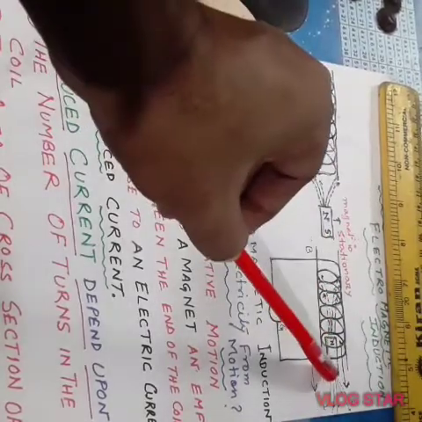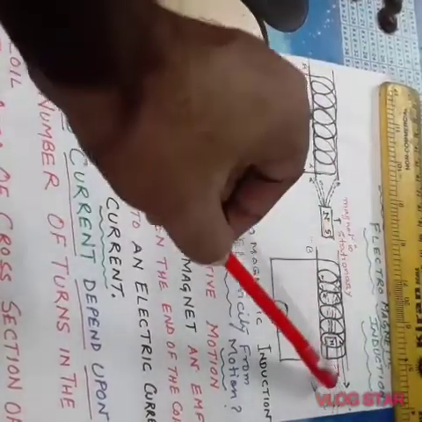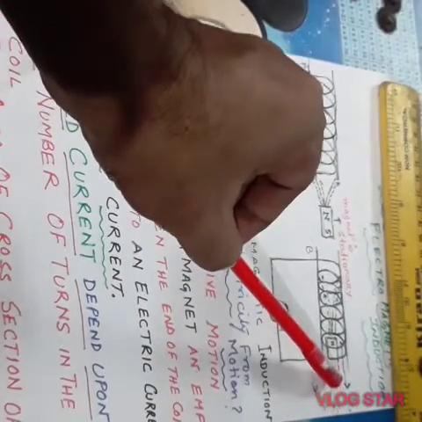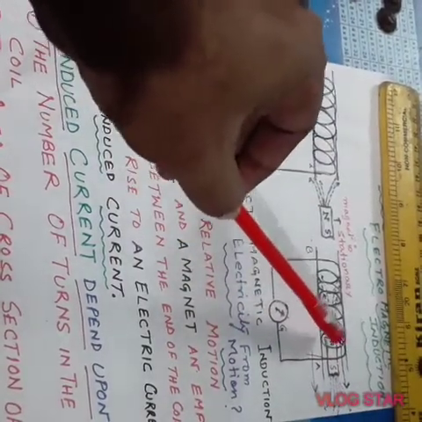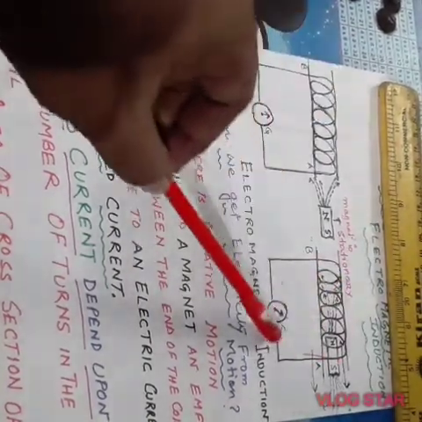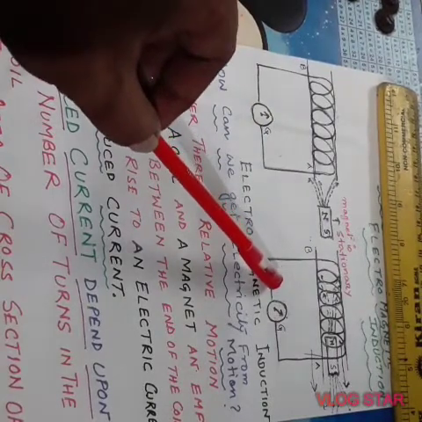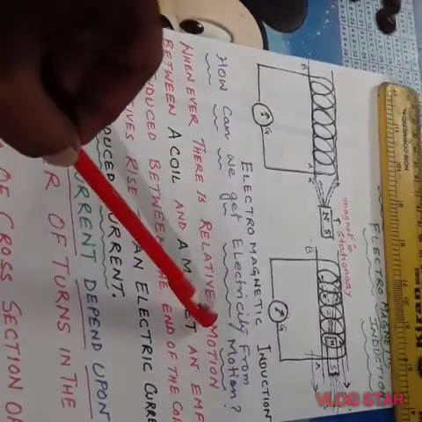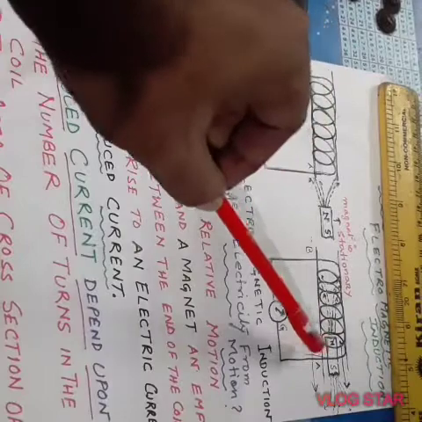As soon as we move the magnet toward the coil and away from the coil very fast, we see a deflection of the indicator. We see that current is being produced. So how can we get electricity from the motion of a magnet? We can show it with a diagram.